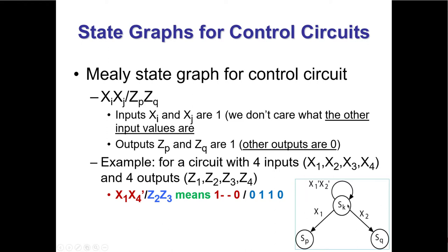if we start in SK, now we have two inputs in this problem, X1 and X2. Now I want you to look at this. What do you notice about this state graph? What you notice is that if X1 and X2 are both 0, we stay in SK. If X1 is 1, we go to SP. And if X2 is 1, we go to SQ.